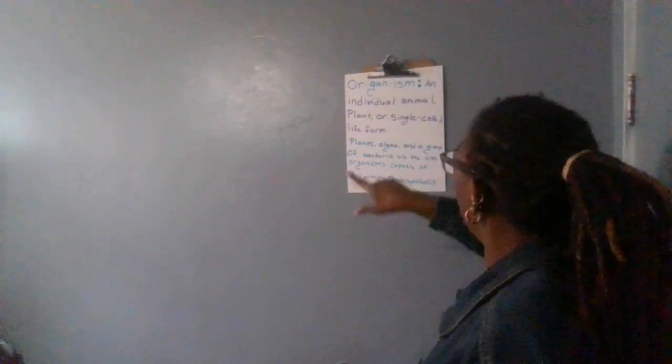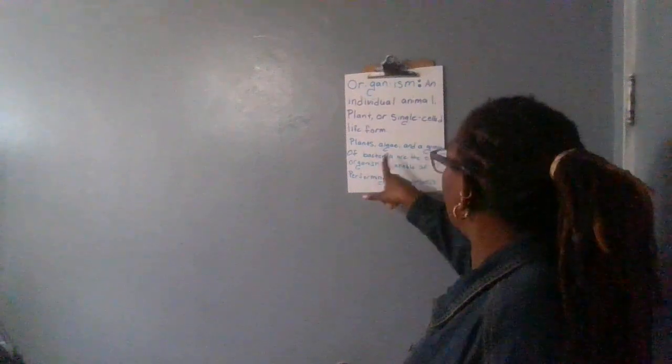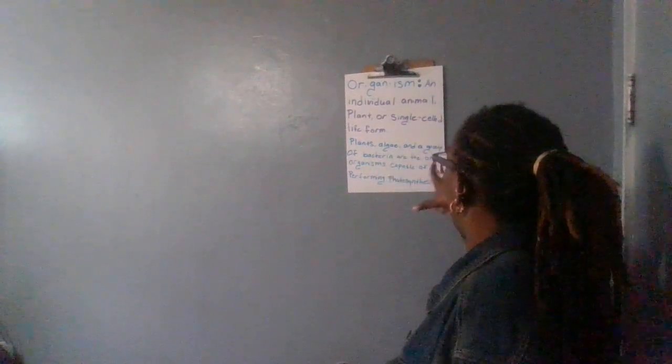Alrighty. Next word up is organism. This is an example of an organism. Single cell organism. Here you go. Organism, an individual animal, plant, or single cell life form. That's the definition. So organism is an individual animal, plant, or a single cell life form. Plants, algae, and a group of bacteria are the only organisms capable of performing photosynthesis.